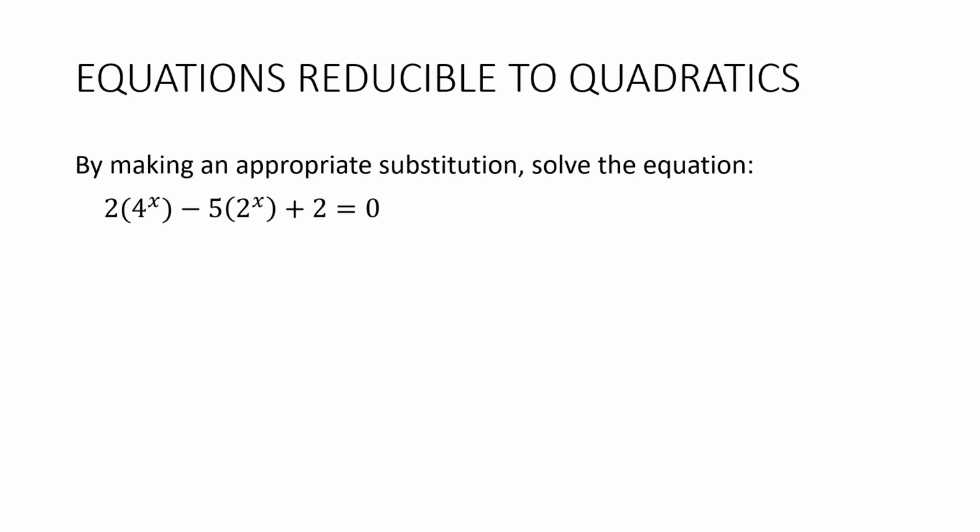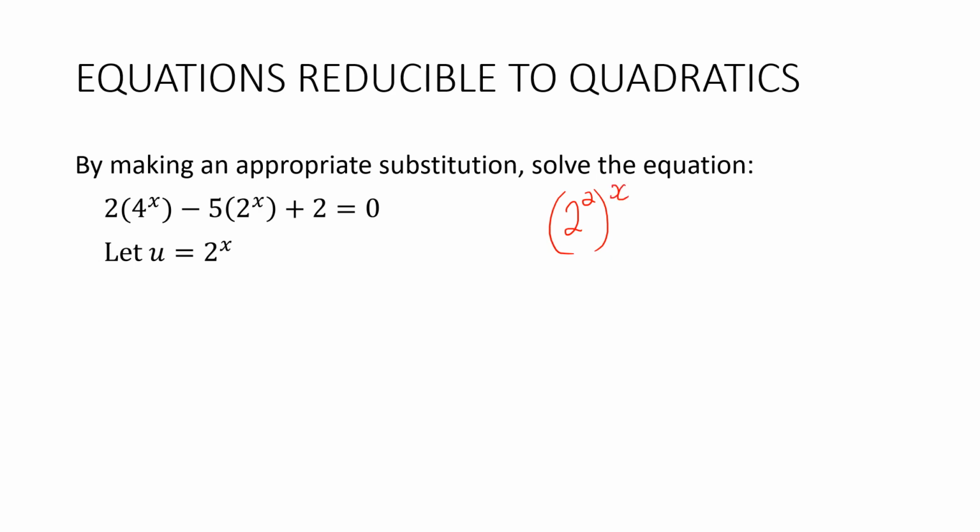Let's try one more. By making an appropriate substitution, solve the equation 2 times 4 to the x minus 5 times 2 to the x plus 2 is equal to 0. Now, obviously this is not a quadratic, but by making the substitution u is equal to 2 to the x, we will get a quadratic. Now the key is here. 4 to the power of x is the same as 2 squared to the power of x.